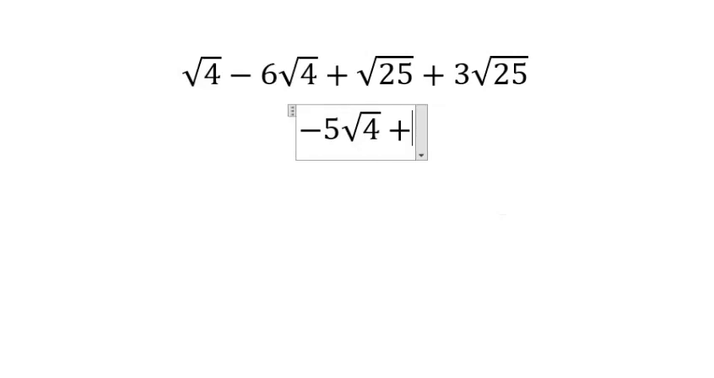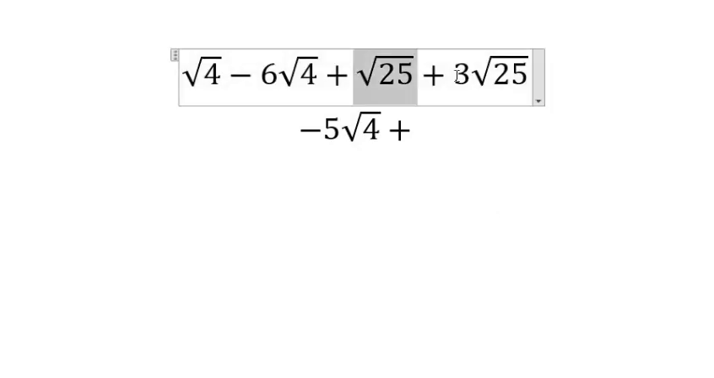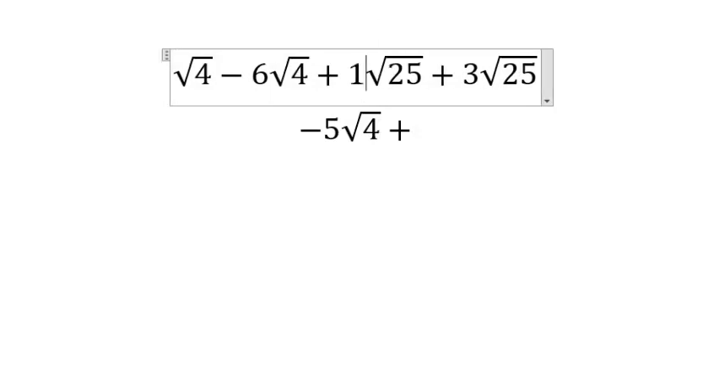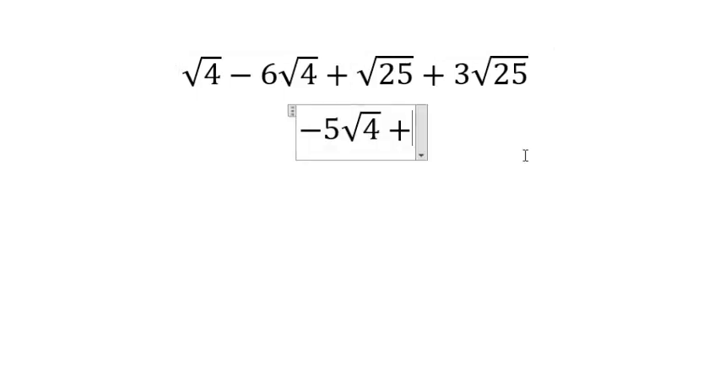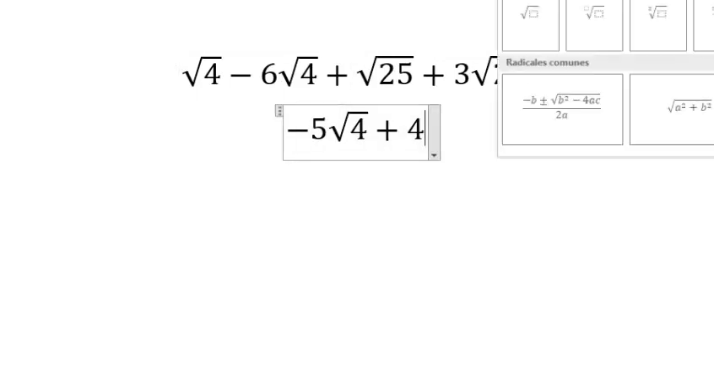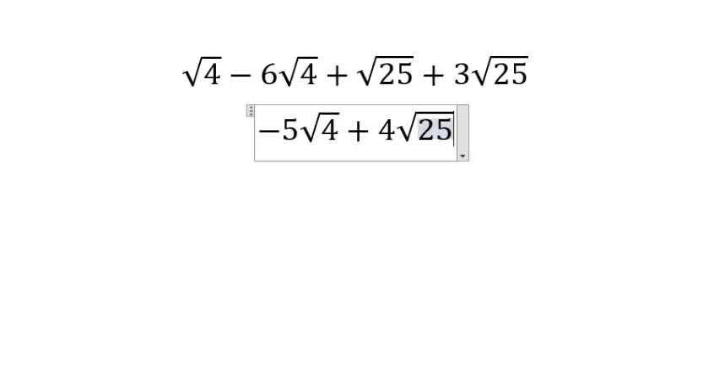Okay, now square root of 25 plus 3 square root of 25. Remember that if there is no number behind the square root, it's an invisible 1. So it's basically 1 plus 3. Yes? So 1 plus 3 will be 4. And you copy the square root. Square root of 25. Yes?